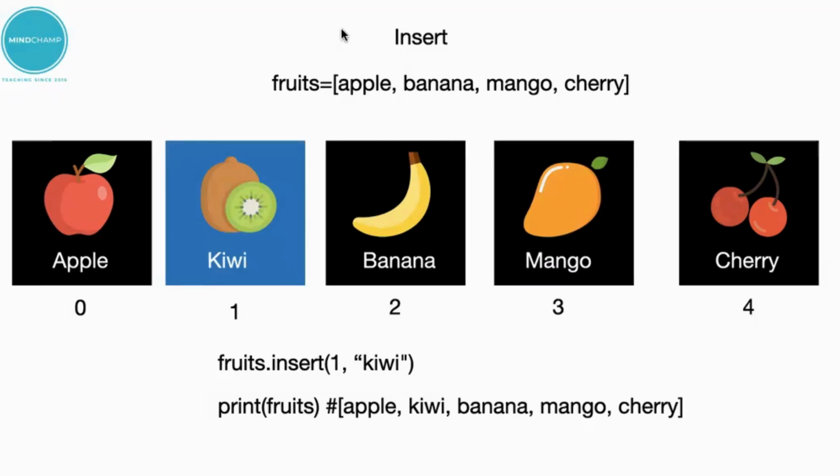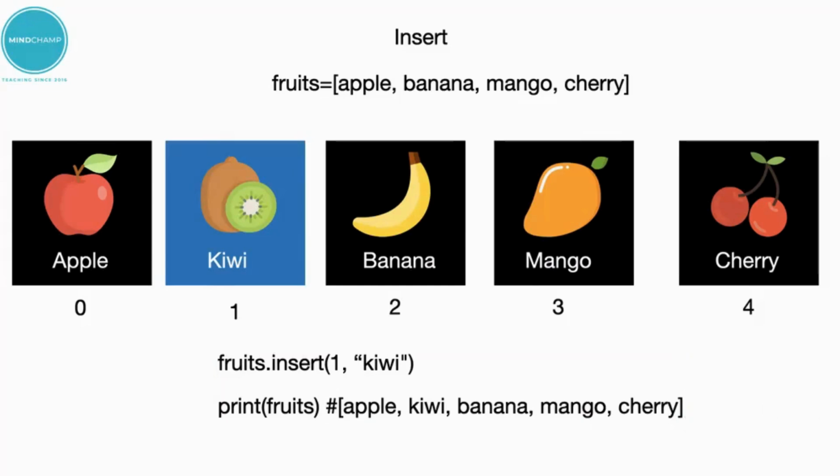So if the original list is apple, banana, mango, cherry, using the line of code fruits dot insert, I would first specify what is the position I want to add it in, which is between apple and banana, position 1, and the name of the list. So the new list would then be apple, kiwi, banana, mango, cherry.